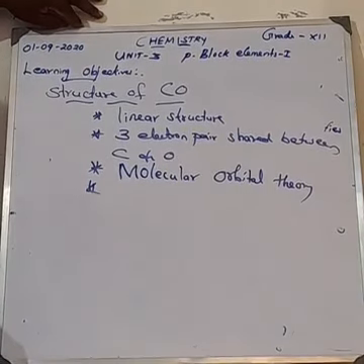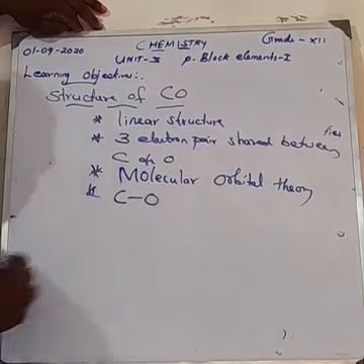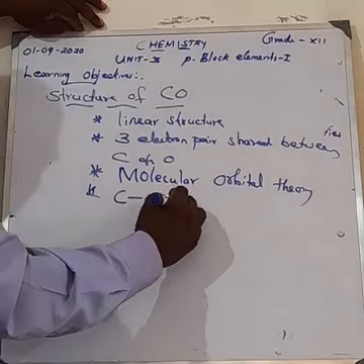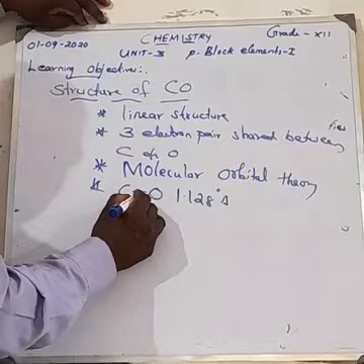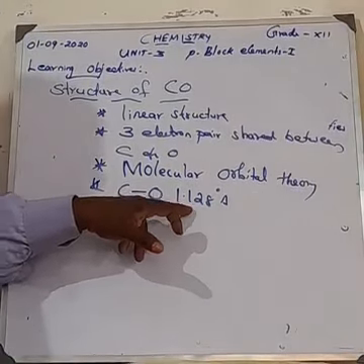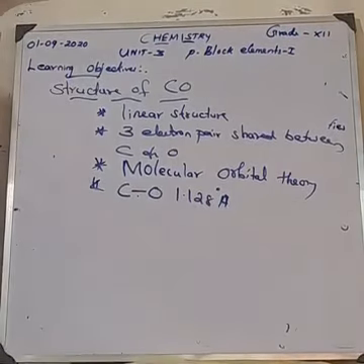Next one, the CO bond distance, that is the carbon-oxygen bond distance. This is also a very, very important point. The carbon-oxygen bond distance is 1.128 Angstrom units. How can you draw this structure?